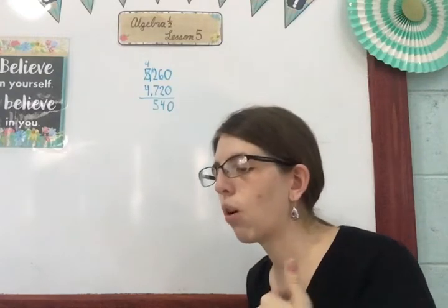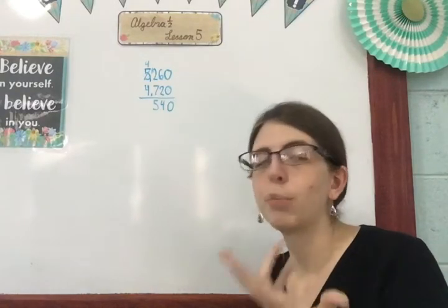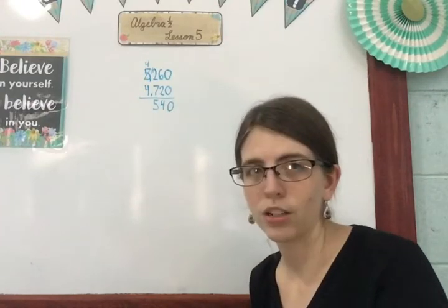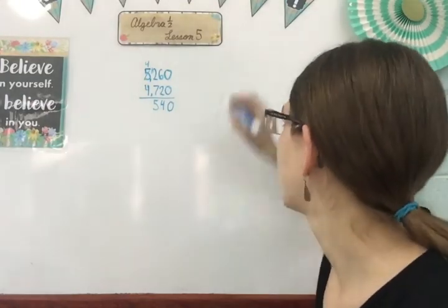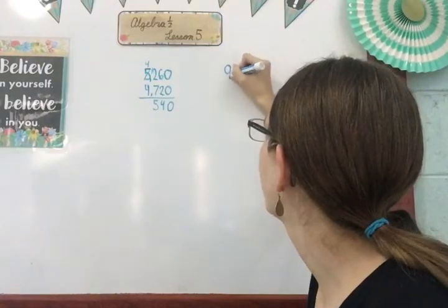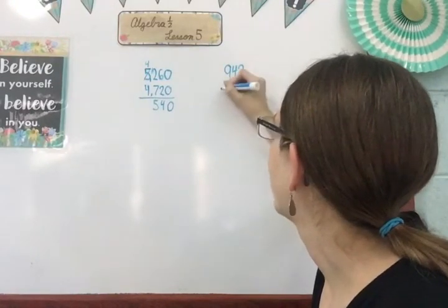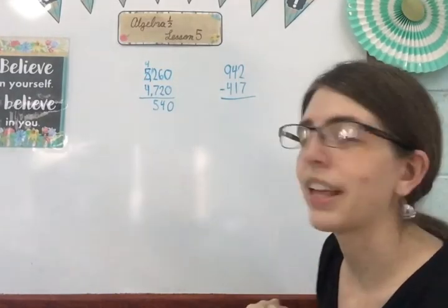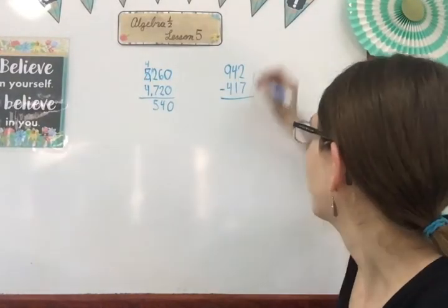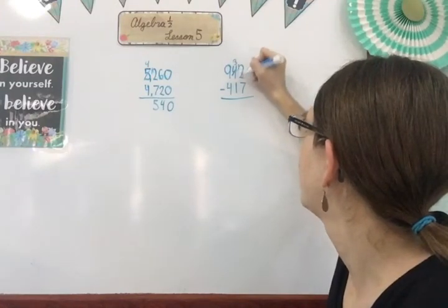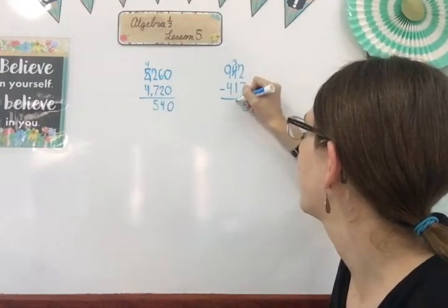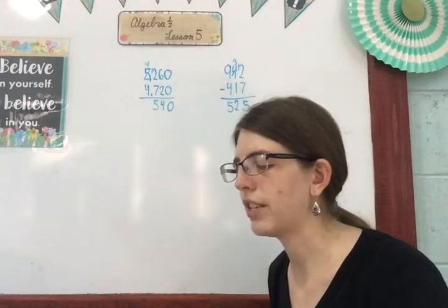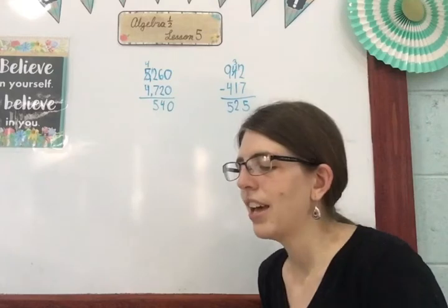So it's 417 plus an unknown number equals 942. So that means I have to reverse it. I have to put 942 on top, and I know that if I subtract my 417 from that, I will get the number of birds that came. So I need to borrow. 12 minus 7 is 5, 3 minus 1 is 2, and 9 minus 4 is 5. So 525 birds came.